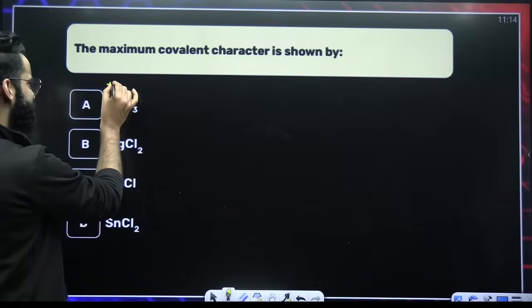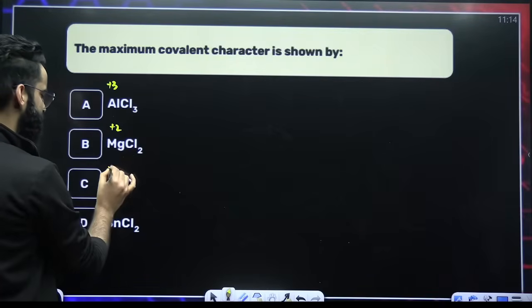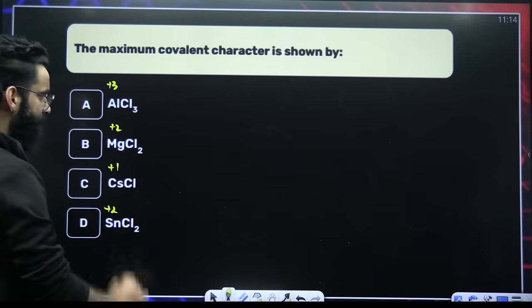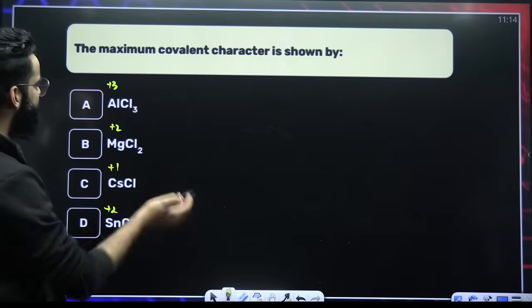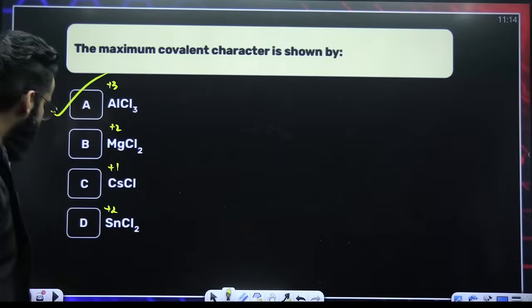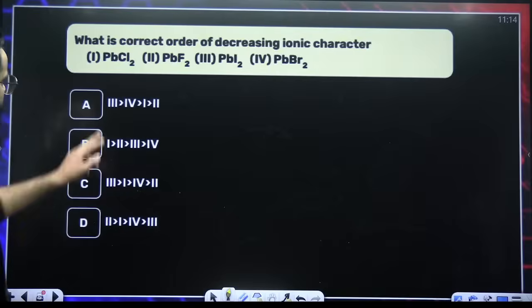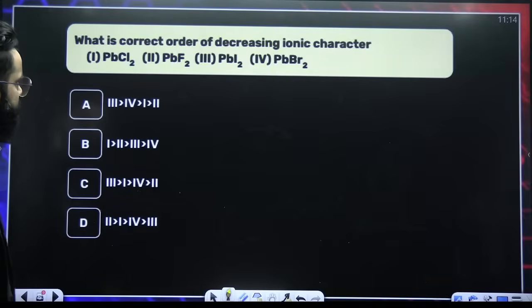Over here, aluminum is in tri-positive state, magnesium di-positive, cesium positive, Sn plus 2, right? More the charge on cation, more the polarizing power of cation, hence more the covalent character, right? Perfectly done.